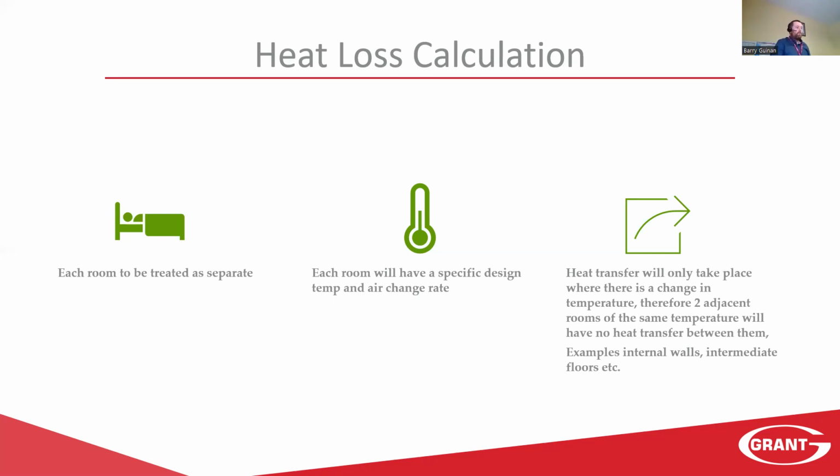The most important thing is that heat transfer will only take place when there is a change in temperature. There has to be a temperature difference for heat transfer to occur. So when we're doing internal calculations, if there is no change in temperature, for argument's sake, two bedrooms side by side, both designed to 18 degrees, the internal wall between the two bedrooms will have no temperature change across it, so there'll be no heat transfer taking place. This can also occur with intermediate floors and anywhere else that has the same temperature on adjacent sides.